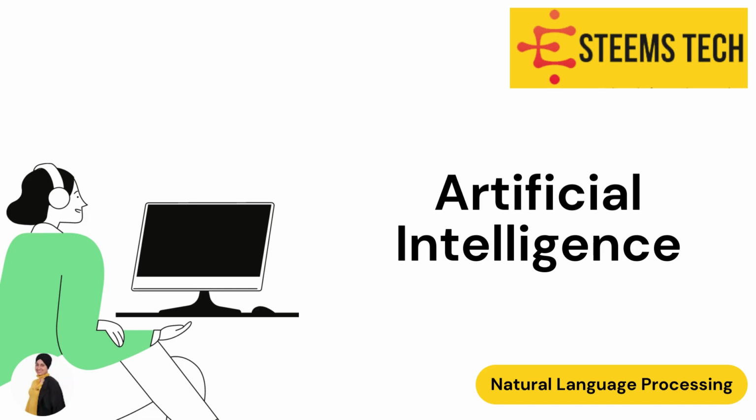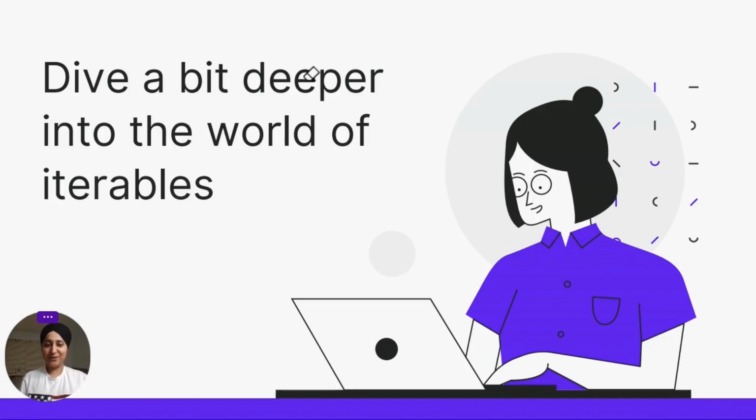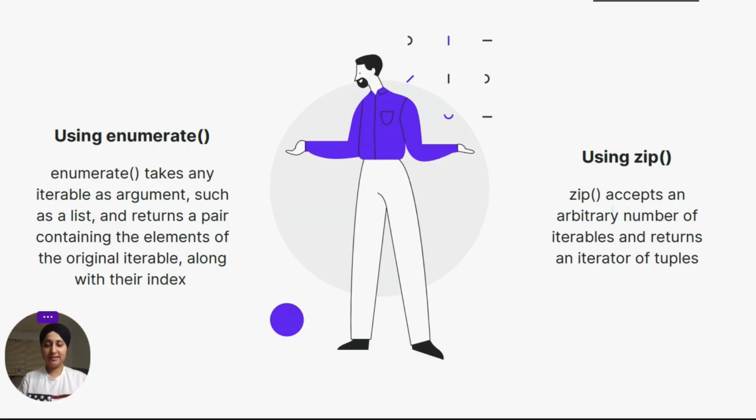Let's get started. Let's dive a bit deeper into the world of iterables. Here in this tutorial we will discuss two functions. First one is enumerate, another is zip. The enumerate function takes any iterable as an argument, such as a list, and returns a pair containing the elements of the original iterable along with their index. Then the zip function accepts an arbitrary number of iterables and returns an iterator of tuples. We will see how it works.